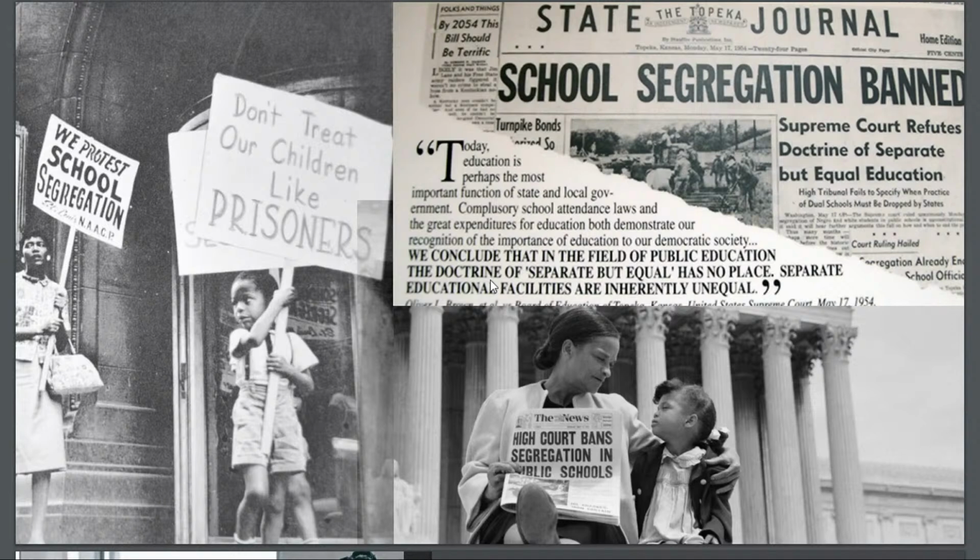So does anyone know what we're looking at here? It's a couple images. It's 3 images. And please feel free to speak out. Is it Ruby Bridges? I don't believe so. Maybe so. But do we know what these images are portraying? It says segregation. Yeah, absolutely, so school segregation. We have an image of a black child with a sign that says, "Don't treat our children like prisoners." Right behind her is, "We protest school segregation," from the NAACP. And then we have a news article talking about how school segregation has finally been banned in the southern region of the United States.